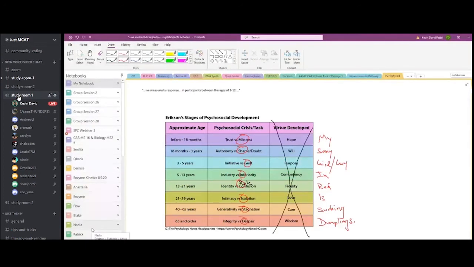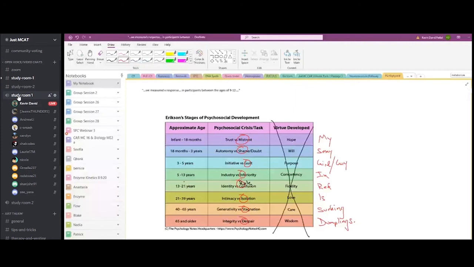My sexy girl in red is sucking dumplings. I love me some dumplings, all right? I'm a foodie. No shame in my game. But this should help you remember the order. And that's a lot easier to remember than trying to rote memorize all these different stages in order. And you will need to know them for the MCAT in the order.